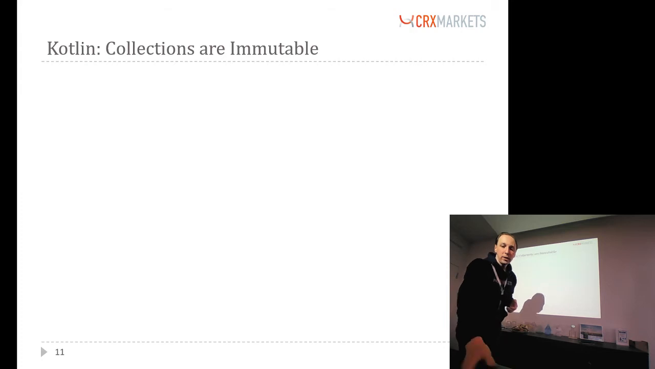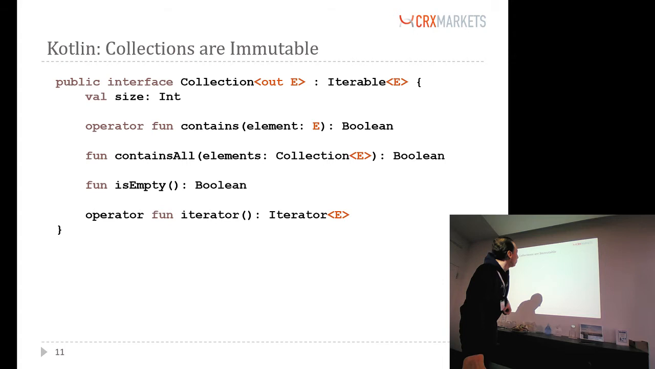Well, let's look at Kotlin, a new cool language, which arguably fixes a lot of problems with Java. In Kotlin, the basic collection interface is immutable. You cannot mutate it. Well, if you worked with streams in Java, then you know how to work with immutable collections. Streams are also basically immutable. So no problem with that. You just create a new instance of a collection if you need to change something.